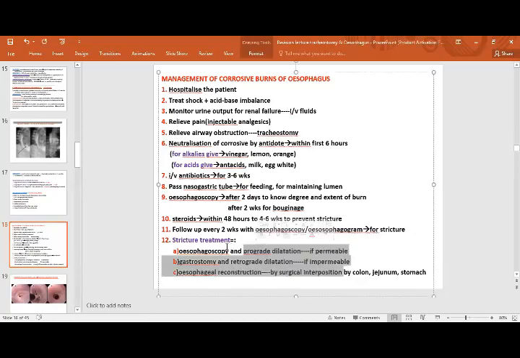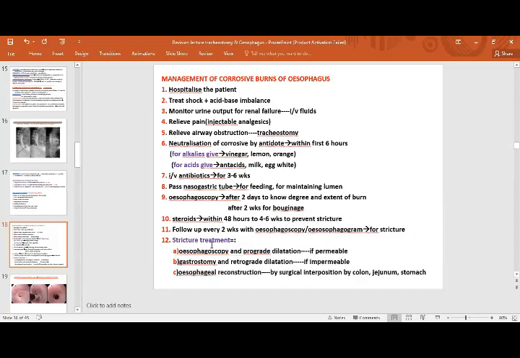So, if a stricture comes, what are the treatment options in those cases? There is stricture treatment. Esophagoscopy should be done from the mouth, and we will do the antegrade dilatation with the help of bougie dilatation, if permeable, through the mouth. In gastrostomy, we make a hole in the stomach, and then we will do the retrograde dilatation.